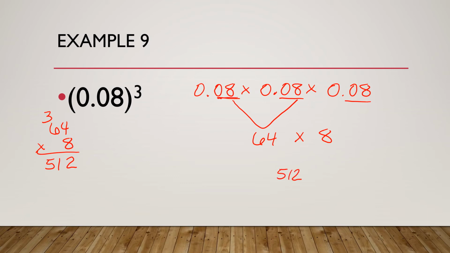And like I said, we've got to have a total of 6 decimal places. So we've got 3, 4, 5, 6. So you should have a total of 6 decimal places ending in 512. So 0.000512.